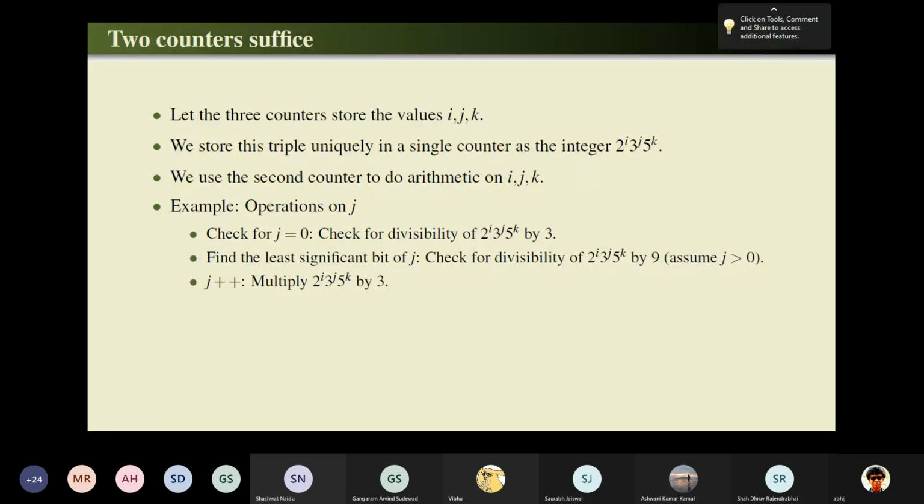No, that entire quantity. 2 power I, 3 power J, 5 power K. So what was your question? The second one. Okay. So if J is odd, now this 2 power I and 5 power K, they do not contribute any factor of 3. So if J is odd, it will be of the form 2 power something plus 1. So it will not be divisible by 9.